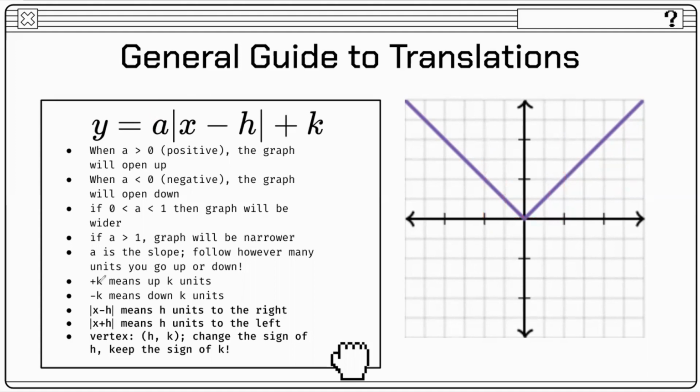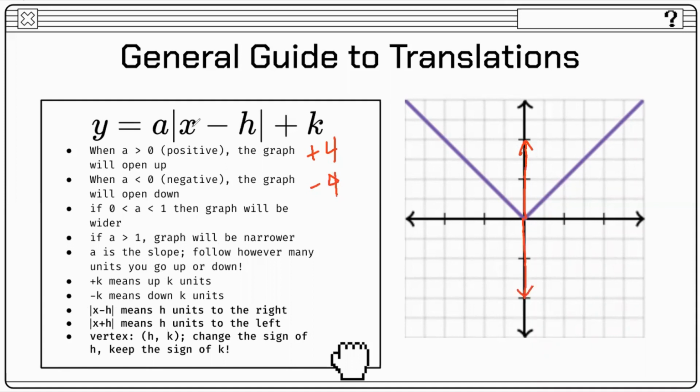And now moving on to your k values. You might have a value that's being added outside of your absolute value symbols, and we assign that value the variable k. So if you have plus k, that means you're going to go up however many units. For example, if you have plus 4, you want to bring all your points up 4 units. And if you have minus k, that means you're going to go down k units. For example, if you have minus 4, then you want to bring all your points 4 units down.